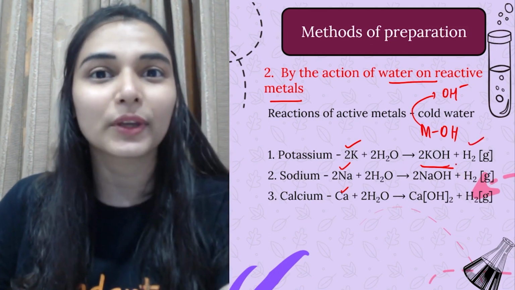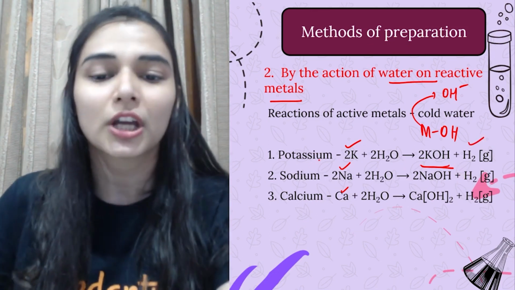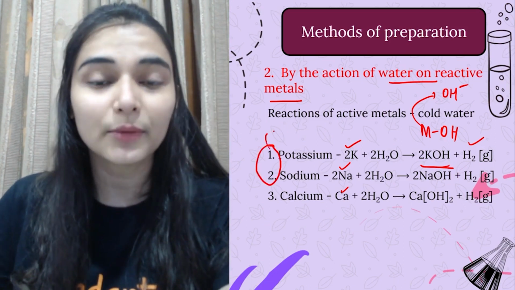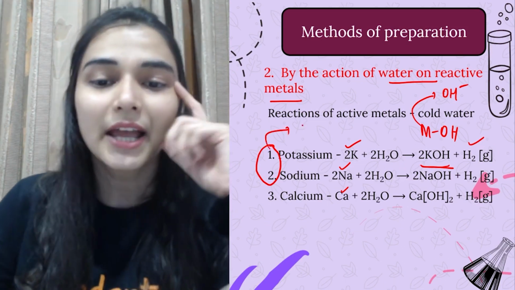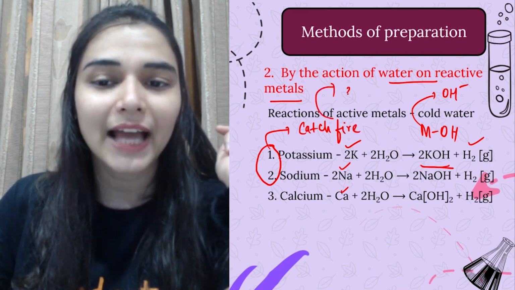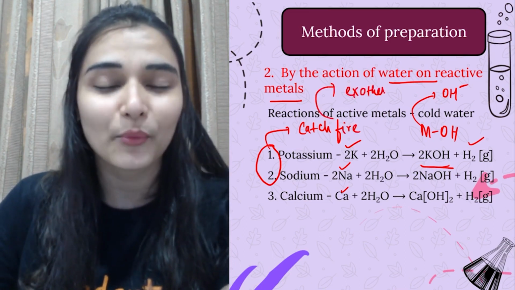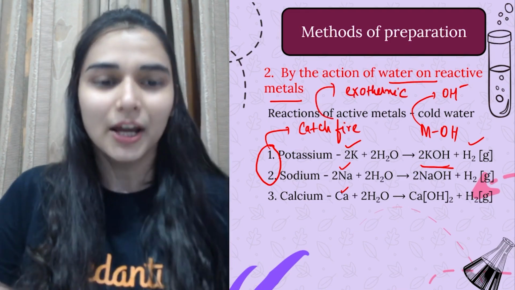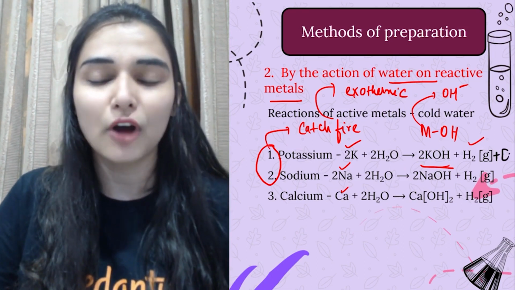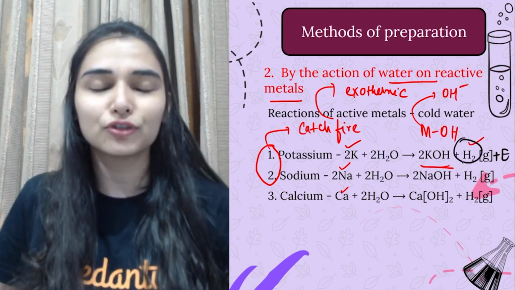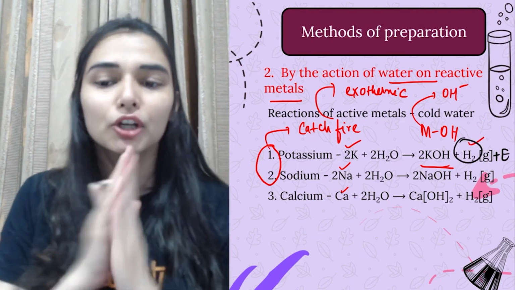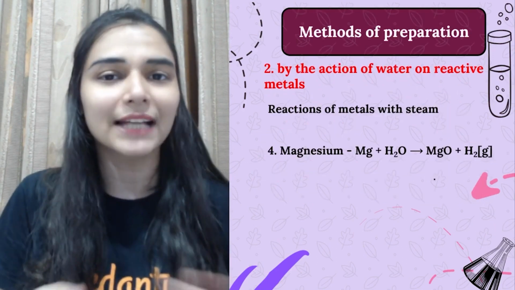Now you have to be very careful about these reactions, because potassium and sodium, if you make them react with water, are going to catch fire immediately. The reaction is highly exothermic in nature. So much energy is released that the ignition temperature of hydrogen is reached and hydrogen catches fire in the case of potassium and sodium. So be aware, and you are getting the bases. So that is the second method.